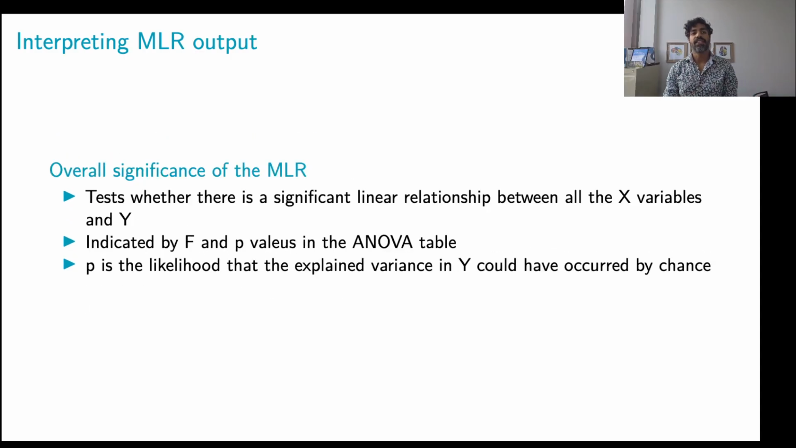So the overall significance of a multiple linear regression model tests whether there's a significant linear relationship between all the x variables and y. We have multiple variables in our model, and we're asking whether there is a relationship between all those x variables and y, indicated by the F and p values in the ANOVA table. The p is the likelihood that the explained variance of y could have occurred by chance. That's the key takeaway in terms of significance of multiple linear regression models.